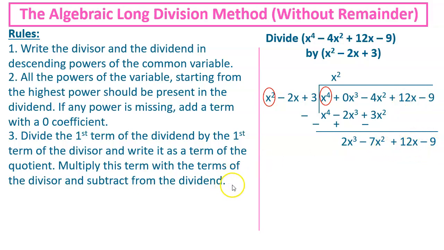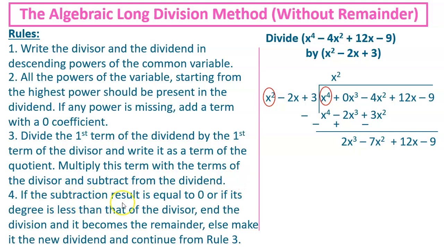Okay. Rule number 4. If the subtraction result is equal to 0, or if its degree is less than that of the divisor, you end the division and it becomes the remainder. But the degree of this polynomial is 3 and the degree of the divisor is 2. It is definitely not less than the divisor. So we come to the else part.